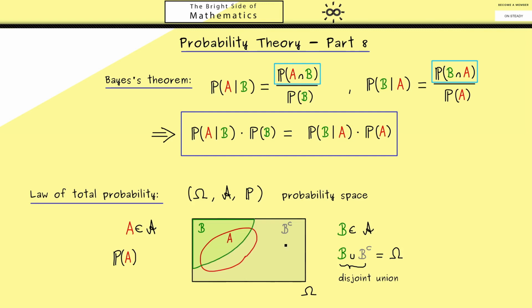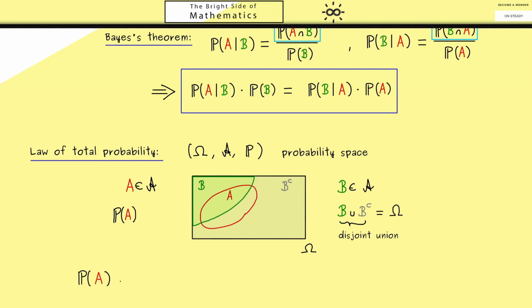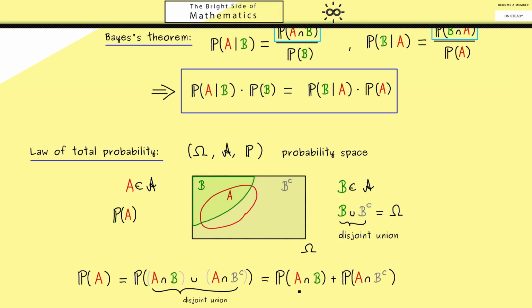And this is now what we can put into a formula. So we have P(A) where we can write A as a disjoint union, namely the union of the upper part, which is the intersection with B, and the other part, which is the intersection with B complement. And because this is a disjoint union we can use the property of the measure and write it as a sum. So we have the probability of this intersection plus the probability of that intersection.